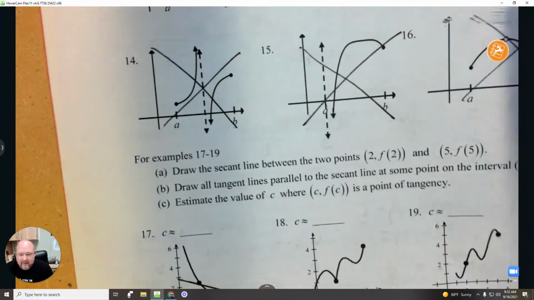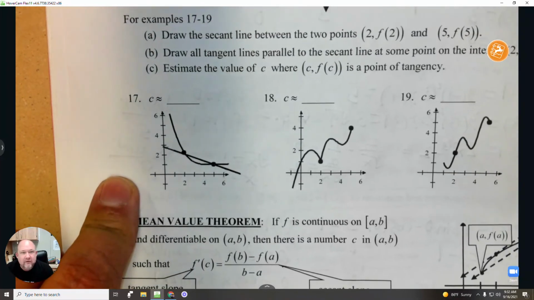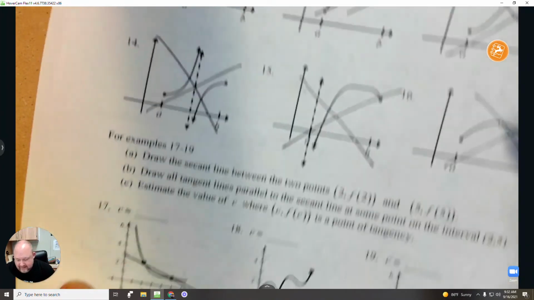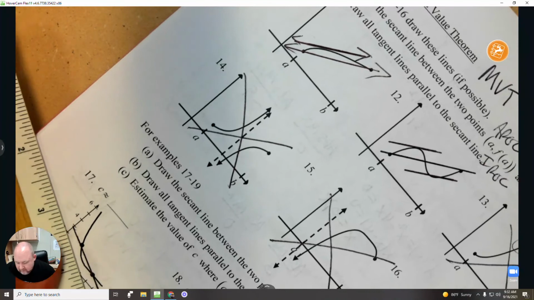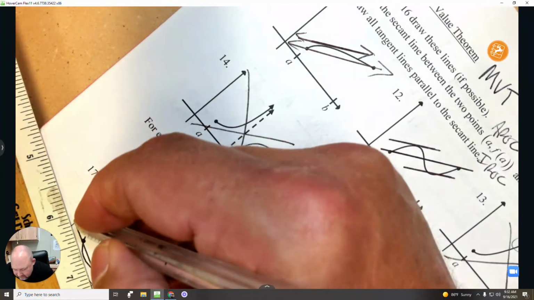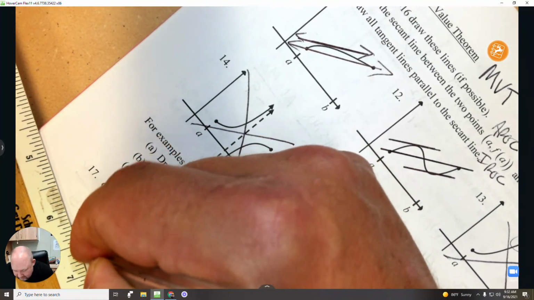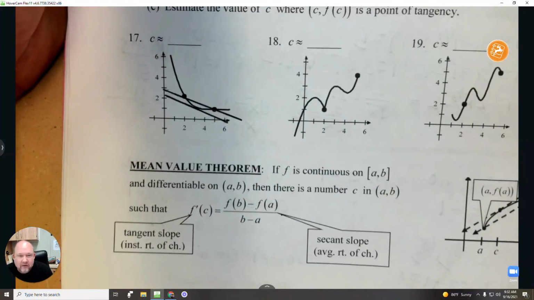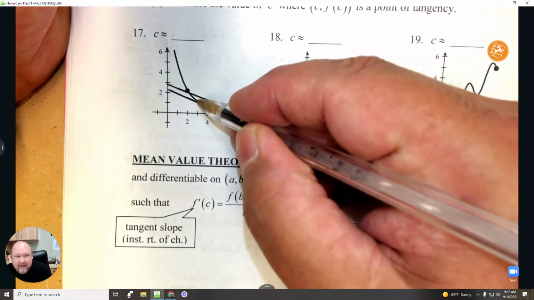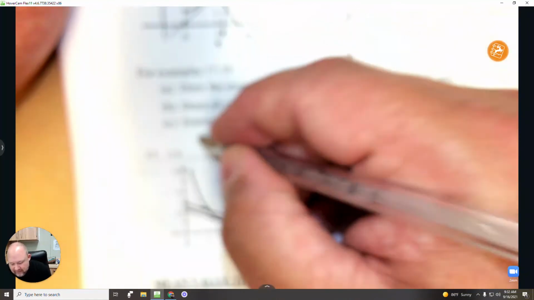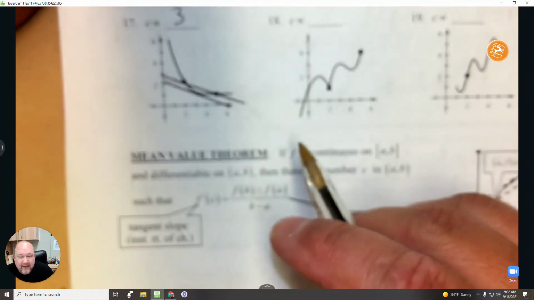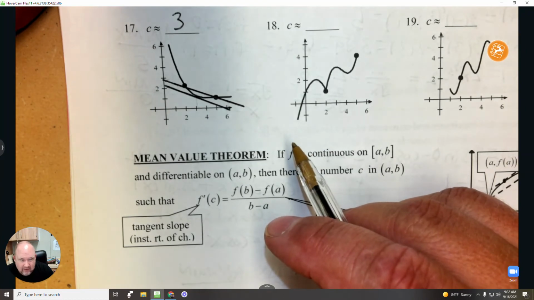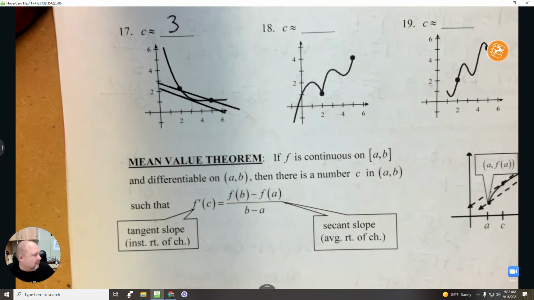There's the secant line. And then it says draw the tangent line to that, touching the graph. So if I was going to do a tangent line that's parallel to that, that's what it would look like. And then it says approximate where it occurs. So at what value does that occur? So it's about at 3, where the AROC and the IROC are equal to each other.